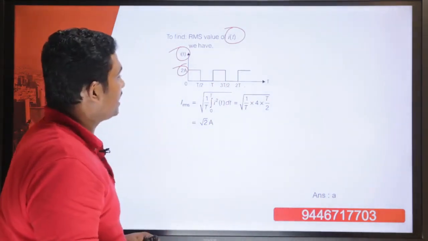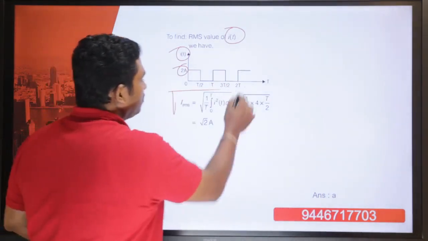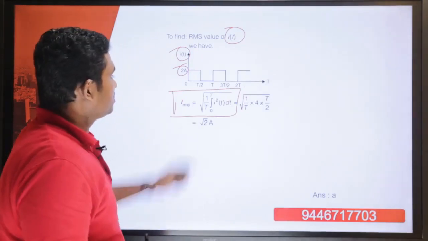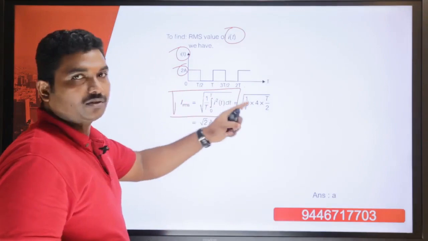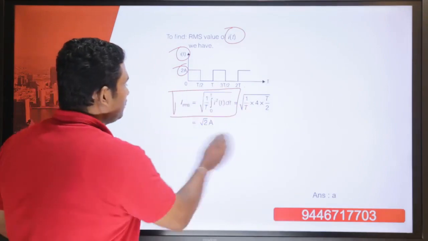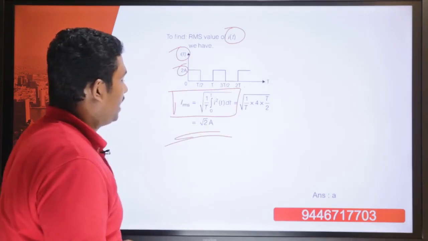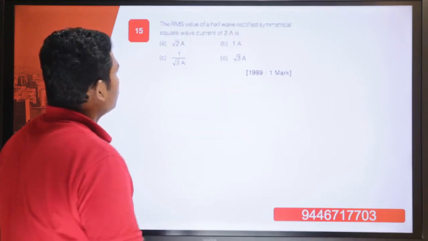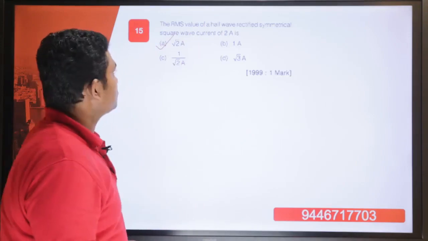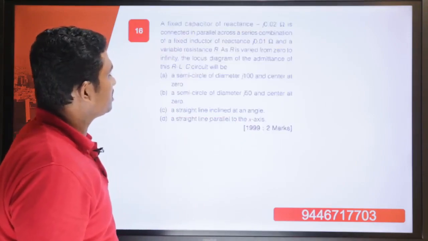What is the equation for IRMS? IRMS is equal to the square root of 1 by T integral 0 to T of i squared t dt. It's a direct question. When you substitute the values, you will get root 2 ampere. So our answer is option A, which is root 2 amperes. So that is question number 15.